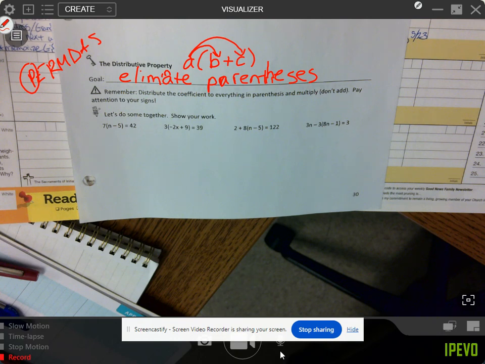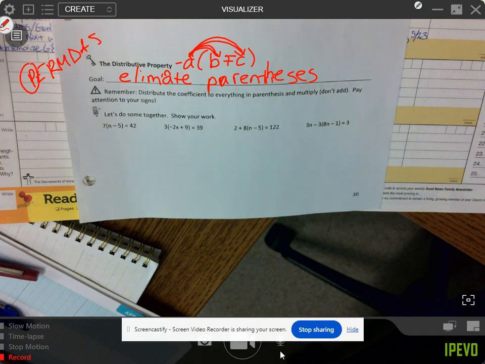So remember, distribute the coefficients to everything in parentheses and multiply, don't add. You're multiplying it through. Pay attention to your signs. If it is a minus A, you're multiplying in a negative number. Pay attention to those signs. Think, if I'm multiplying a negative by a negative C, it turns positive. Pay attention to the signs. Let's do some work together.